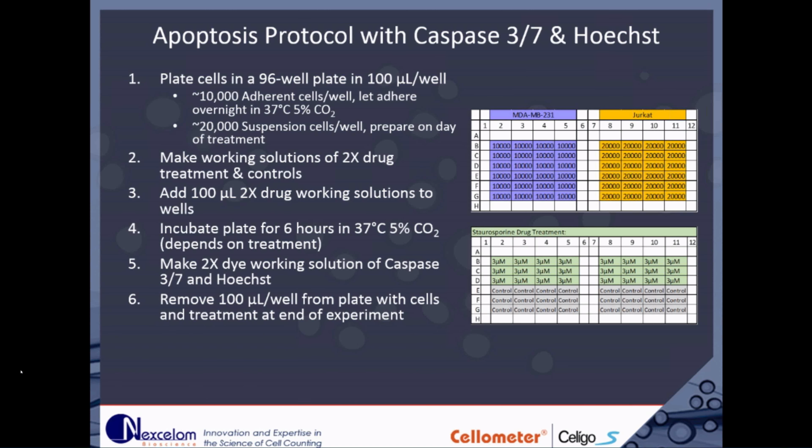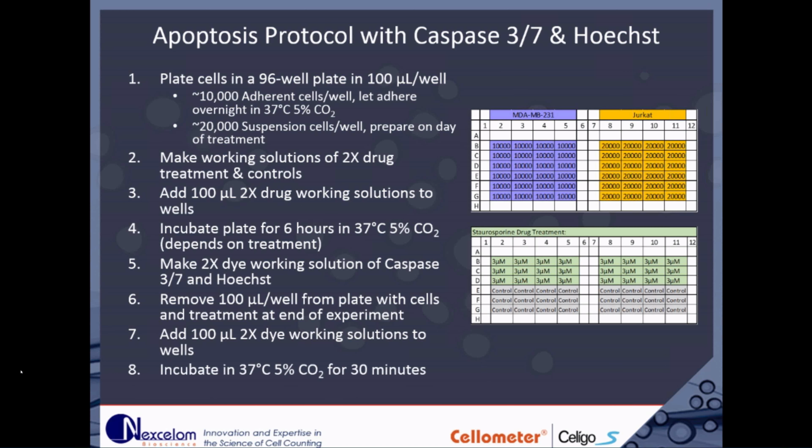So then after the 6-hour treatment, I prepared a 2x dye solution of Caspase and Hoechst. And then I removed on the plate 100 microliters from the well, which was containing 200 microliters. And then I added the 2x dye solution at 100 microliters. And that becomes a 1x once you put it in the well. And then I incubate this for 30 minutes in the incubator. Then you'll image on the Celigo.